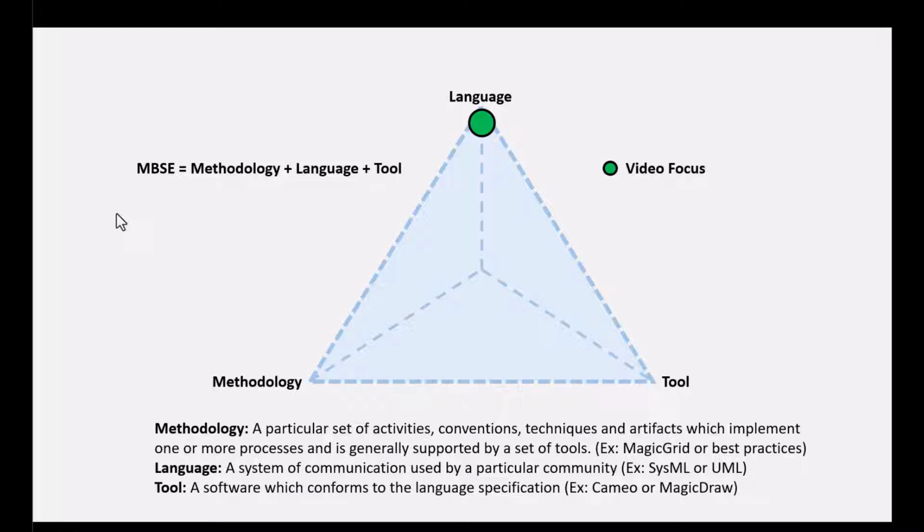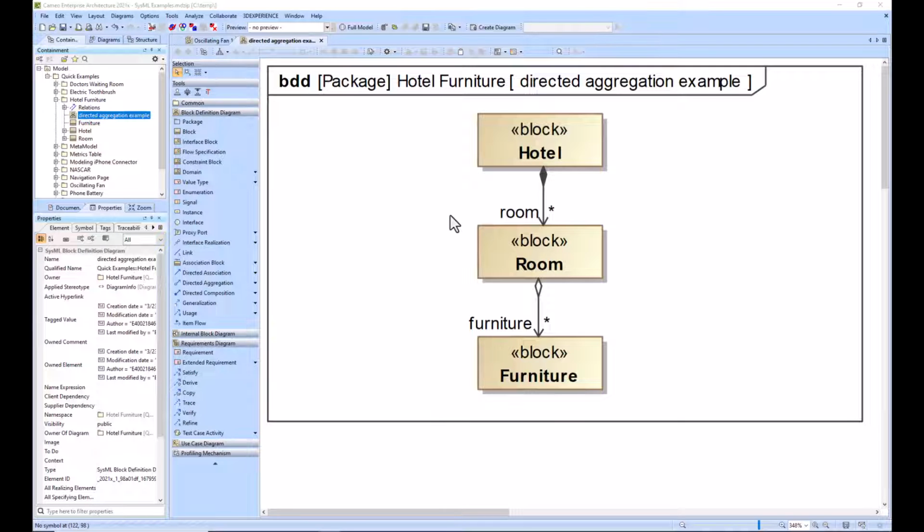In this video, we're going to be talking about the directed aggregation relationship in SysML. We'll be using Cameo as our tool to show this. So with that, we'll get started.